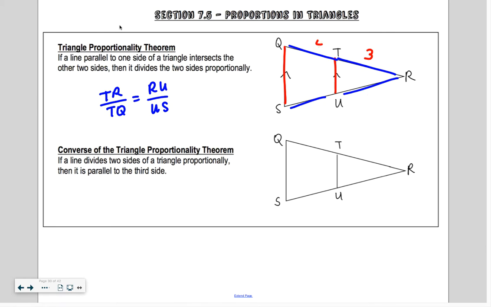Okay, and then the converse says if they divide proportionally, then the lines are parallel. So it goes the opposite way, right? That's what a converse is.